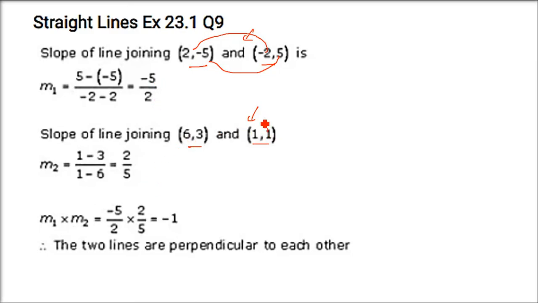Then we have the slope of the line which is joining these 2 points, 1 minus 3 divided by 1 minus 6. And you can always, if you see higher and lower, do 3 minus 1 divided by 6 minus 1. So 3 minus 1 by 6 minus 1 is 2 by 5. So you see M1 and M2. Now try multiplying them. If you multiply them, you are going to get -1. That means these two lines are perpendicular to each other. M1 M2 equals -1 suggests that these two lines are perpendicular to one another.